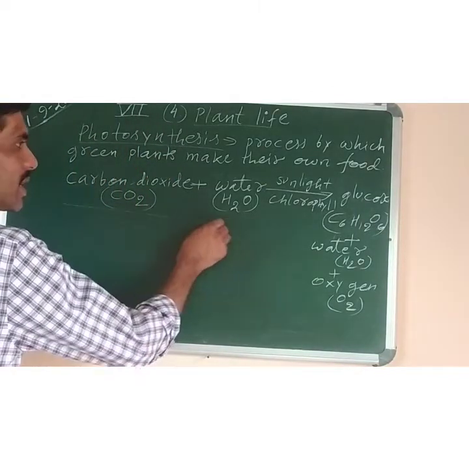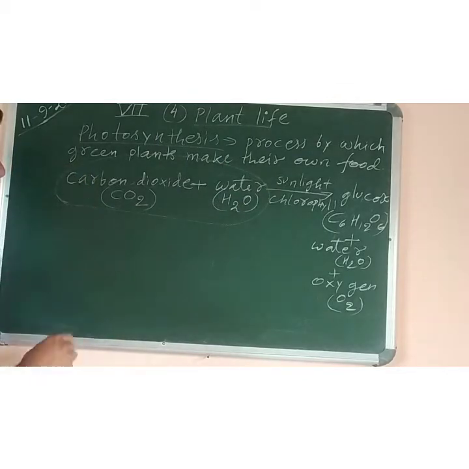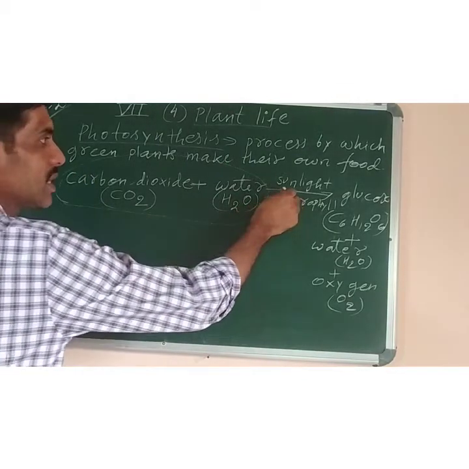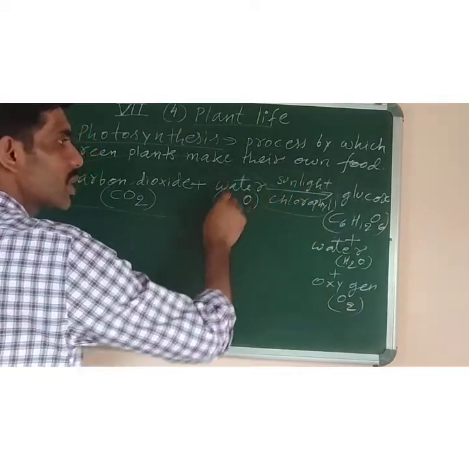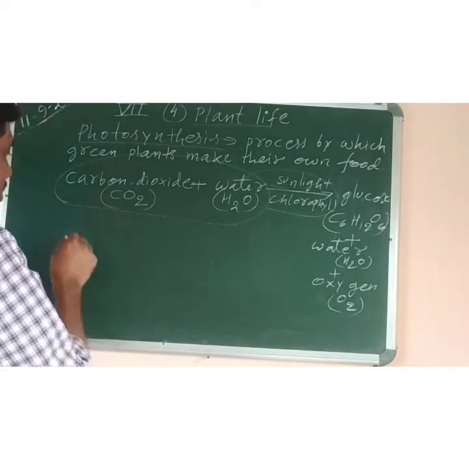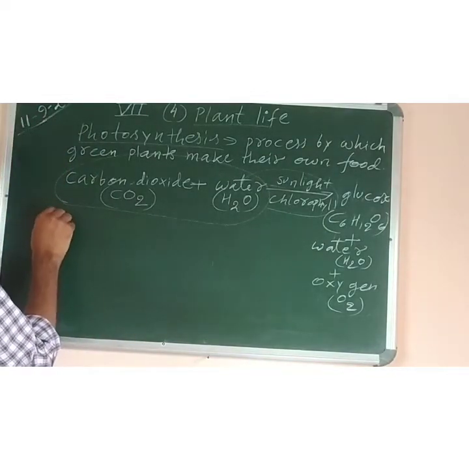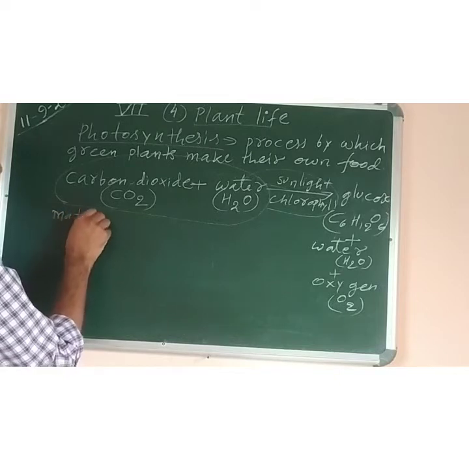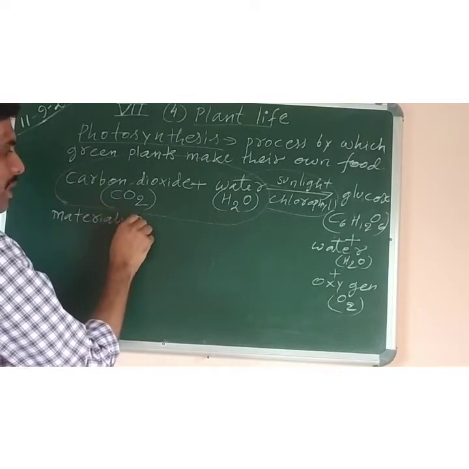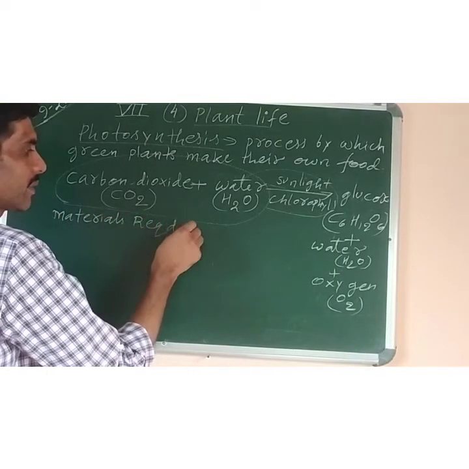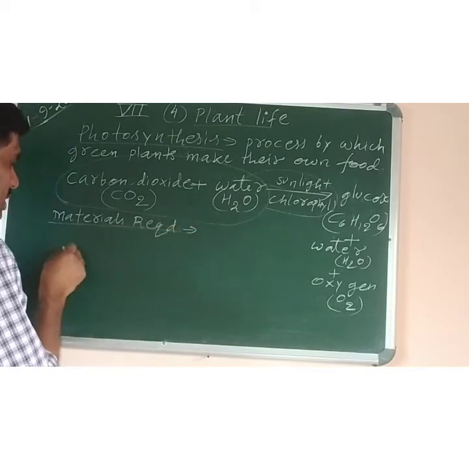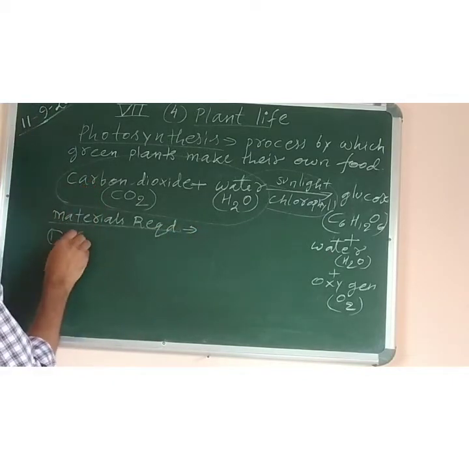Now next, what are the basic materials or requirements of photosynthesis? These two are the materials required for photosynthesis. They are called the raw materials. Even this is also required. These are also requirements only. Okay? So what are the basic materials required for photosynthesis and how do the plants obtain them? Materials required for photosynthesis. Number one, carbon dioxide.